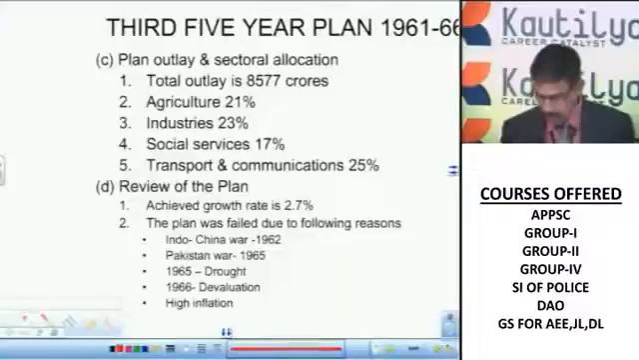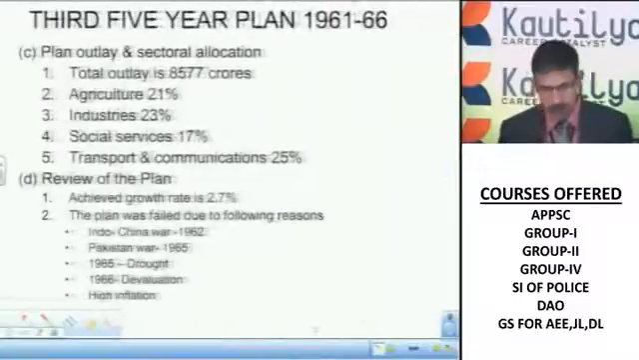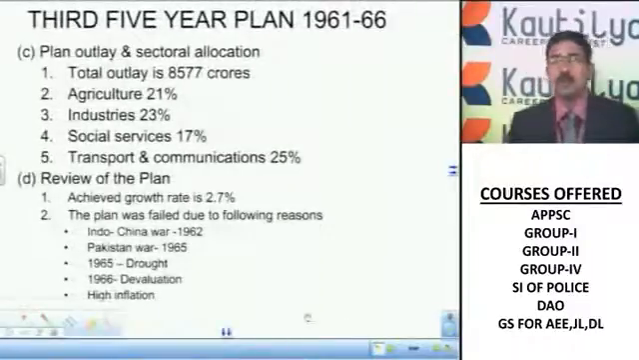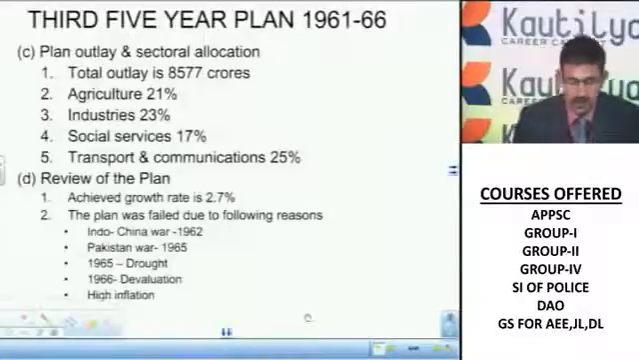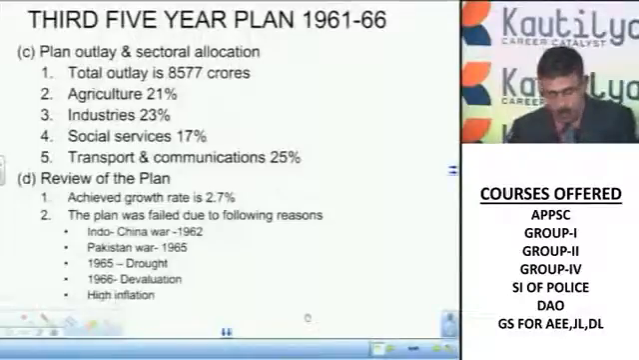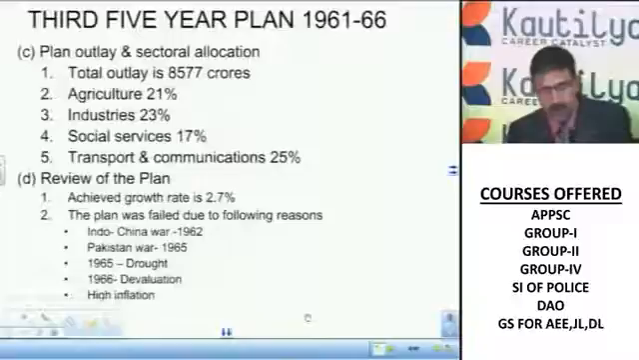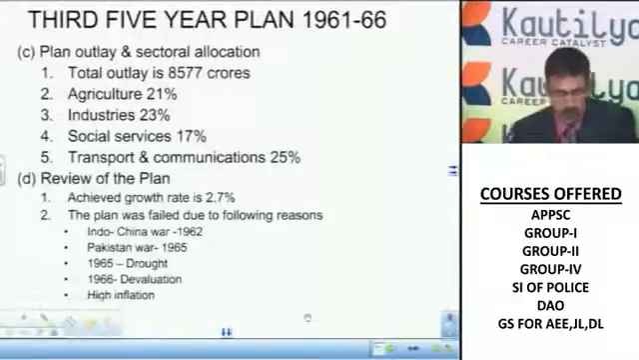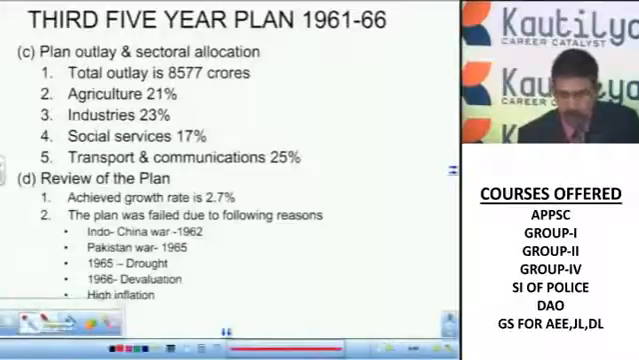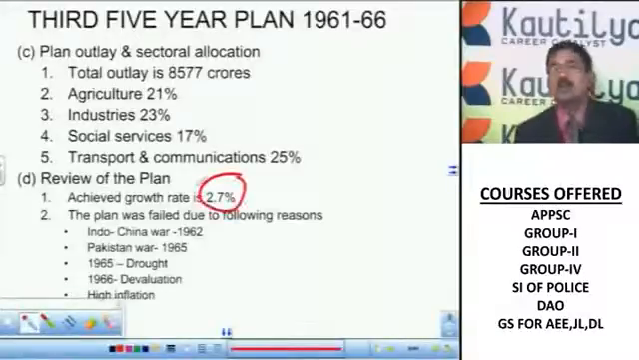However, things were not very bright, and during the time of the third 5-year plan, India witnessed the Indo-China war, Indo-Pak war, drought, devaluation and high inflation. Owing to all these problems, the growth rate fell down. The achieved growth rate is only 2.7, which gave a death blow to the aspirations and ambitions.